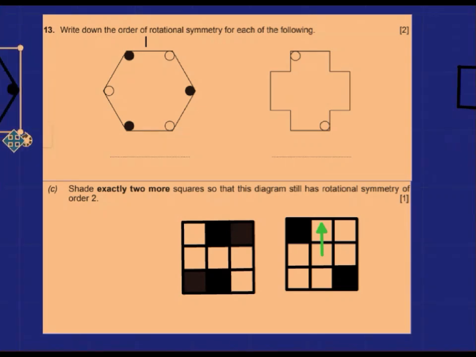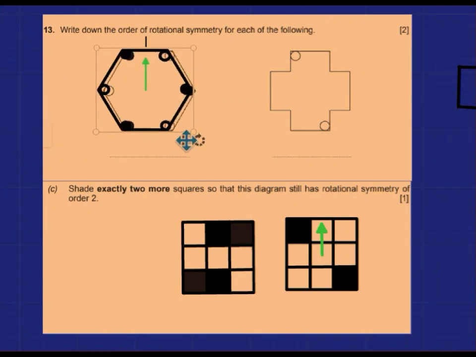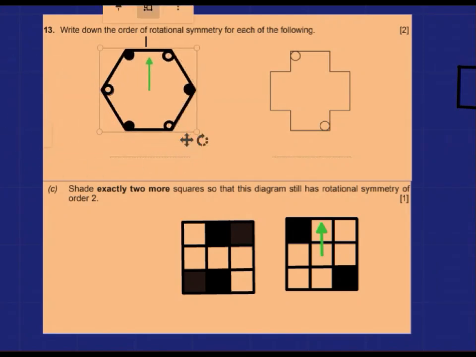Here's my first shape, and I have traced over it with the same shape, and I've fitted it on once already, so I've written one at the top. I've also drawn a little arrow so I know which way round the lid or the tracing is. So it's gone once.